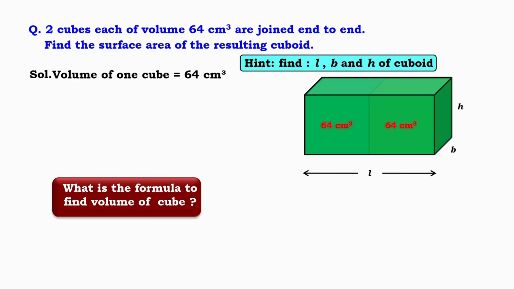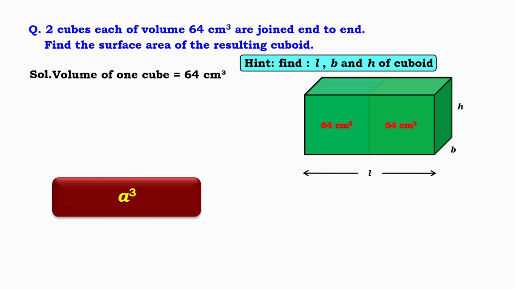If you take a look at the picture, what is L? L is the lower portion, right? So if we can find one side of the cube, and if we join two such sides, then we will get L, correct? And since B and H are the cube's sides, they will always be the side of the cube.